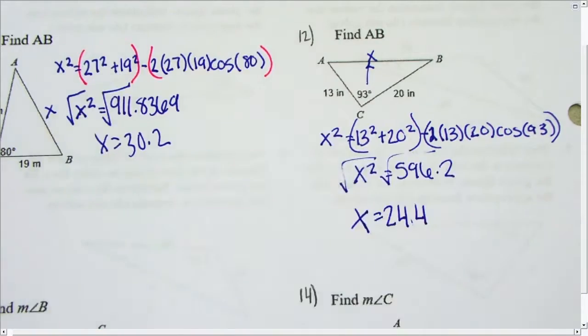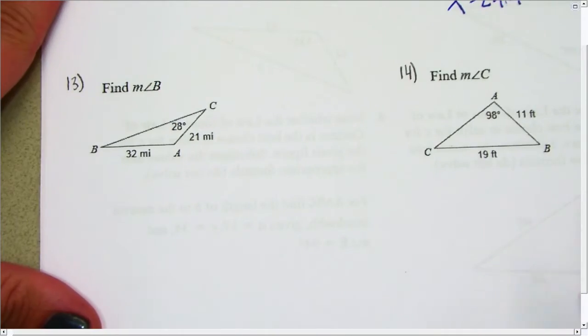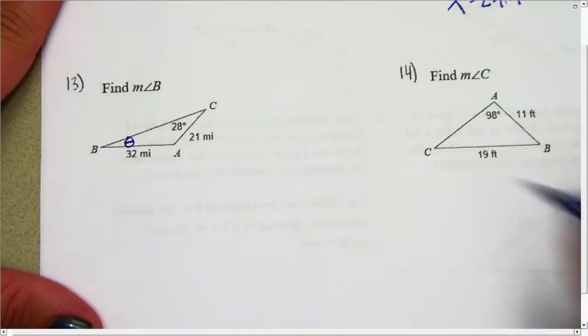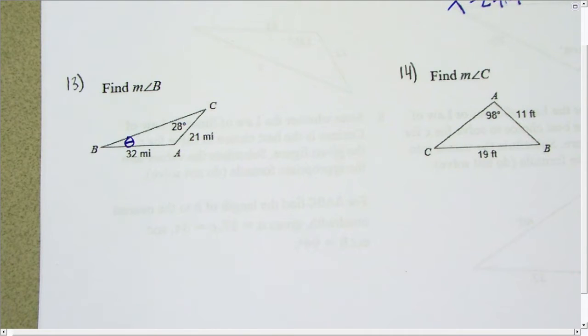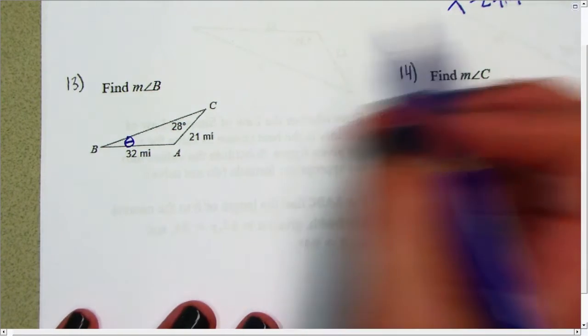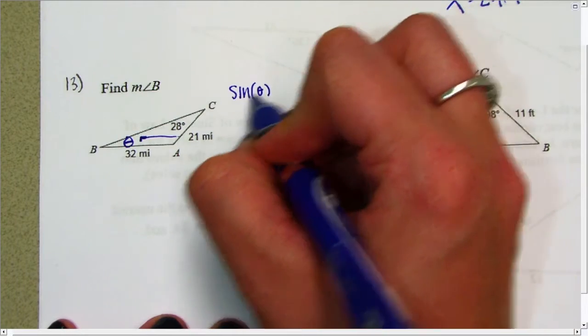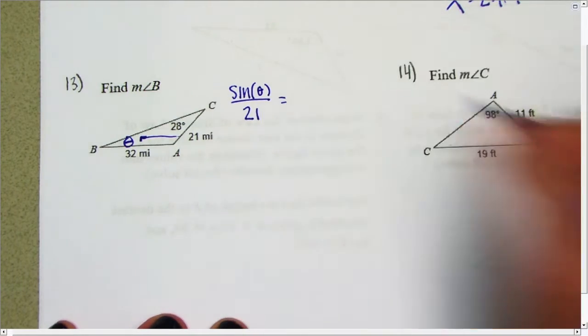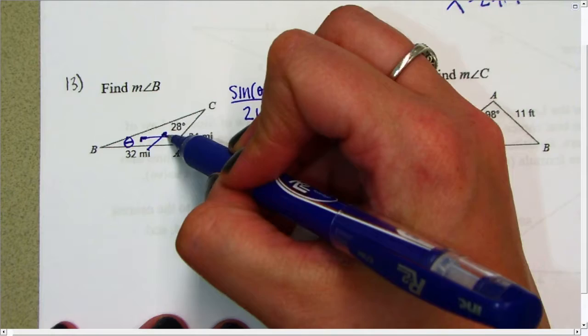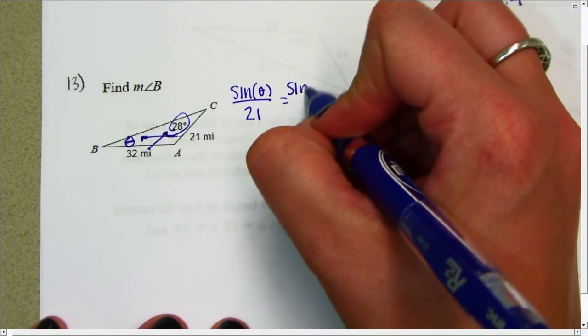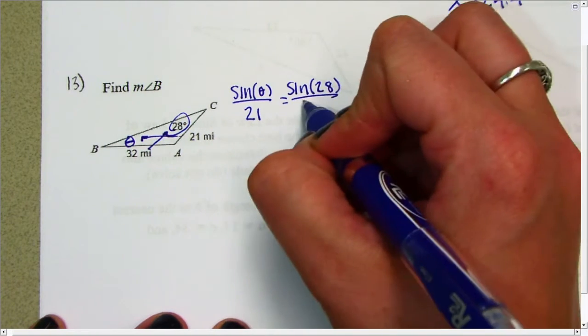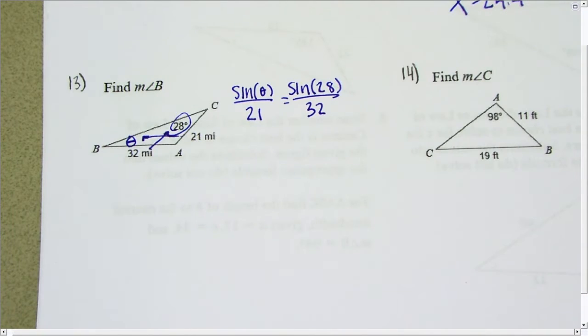All right, last one, we're solving for an angle. So solve for angle B, so that is our theta. Looking at this problem, we should easily see that we have two angles and two sides, so law of sines is the correct method. So across this 21 is theta, so sine of theta, or x, you can use any variable, over 21. 32 corresponds to 28, so sine of 28 over 32. Now we cross multiply.